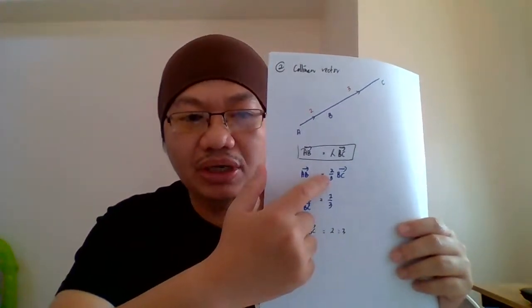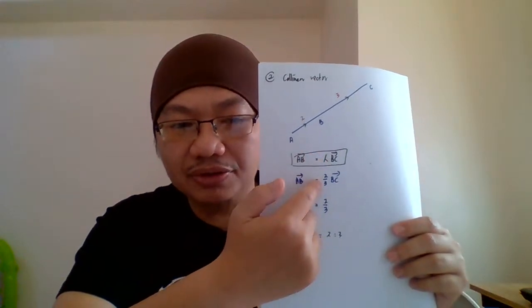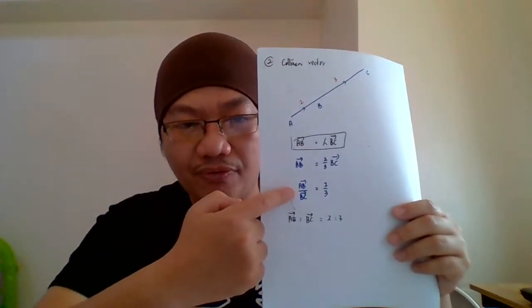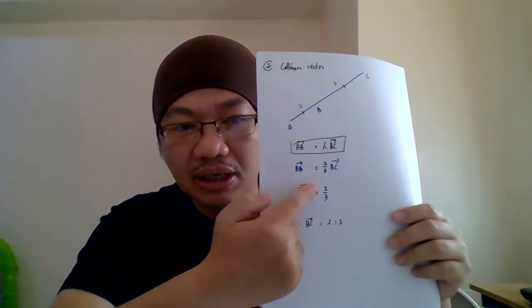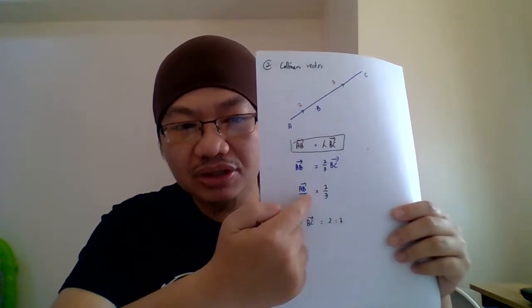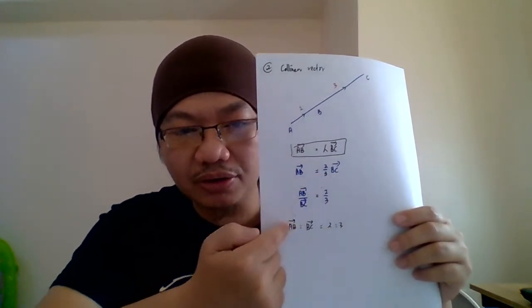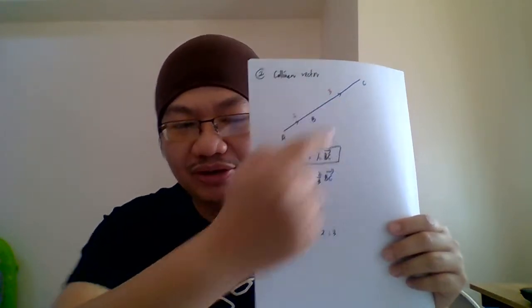Okay, how to find that ratio? This is how I find the ratio. How do I know this is a 2/3 ratio? The lambda is equal to 2/3 because this is the proof. When we move the BC to the left side, it becomes over. So AB is 2, BC is 3. When we change this into a ratio, it becomes AB ratio to BC equals 2 ratio to 3.